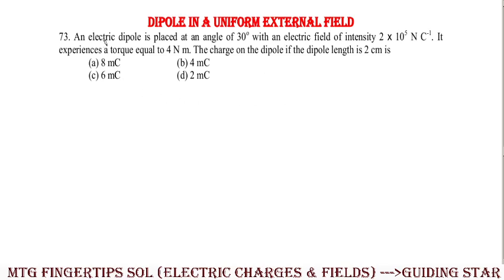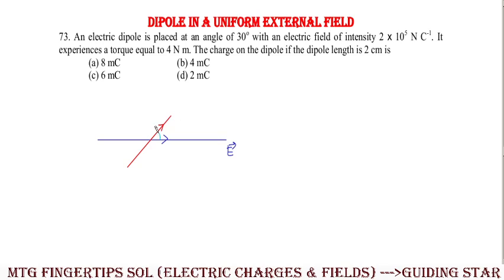Clear? So the first question in this topic is: an electric dipole is placed at an angle of 30 degree with an electric field of intensity this much. Okay, so here assume that this is the electric field intensity directed along the x-axis. This is E, and there is a dipole whose dipole moment is at an angle of 30 degree with the electric field. Assume that this is the dipole moment of the given dipole, and it makes an angle of 30 degree.